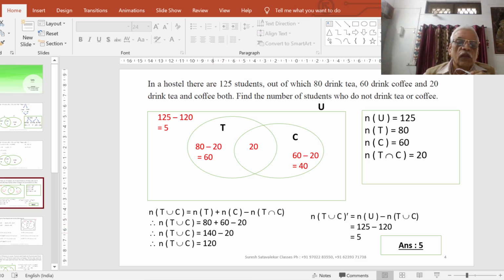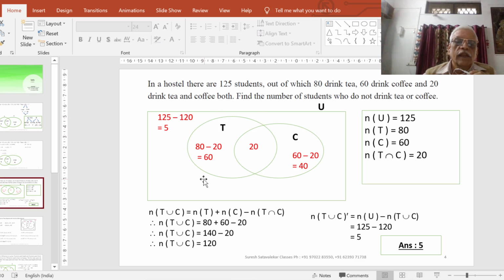80 plus 60 is 140, minus 20, that is 120. So the total here is 120. Now we are asked to find the students who do not take tea or coffee. That means out of this, what is the number of students in this part?